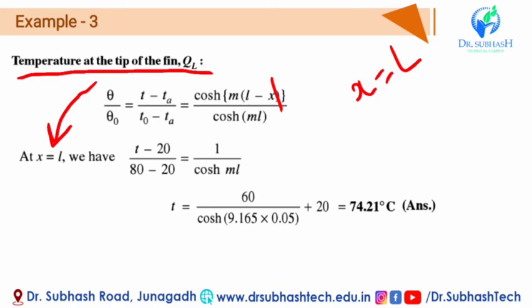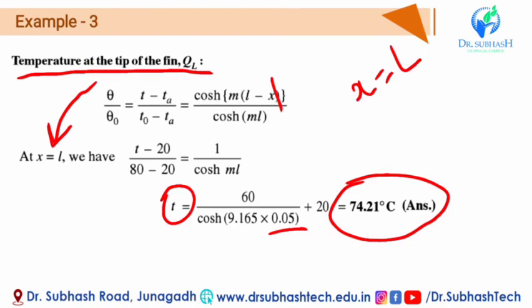So now the temperature of atmosphere is 20 degree centigrade and base temperature is 80 degree centigrade. So T minus 20 divided by 80 minus 20 is equal to 1 upon cosh ml, so that T is equal to 60 divided by cosh of 9.165 multiplied by 0.05, plus 20. So the temperature is 74.21 degree centigrade at the tip.